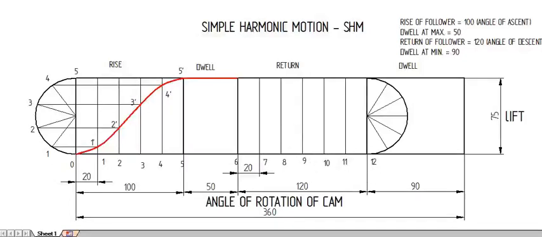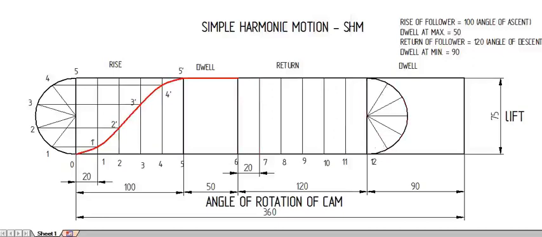While numbering for the return, you have to number from the top. Return means the follower is traveling from the maximum position to the minimum position. The follower has ended up at this point and now has to travel to the minimum point, that is, to 12. So we have to number from the maximum to the minimum for the return.